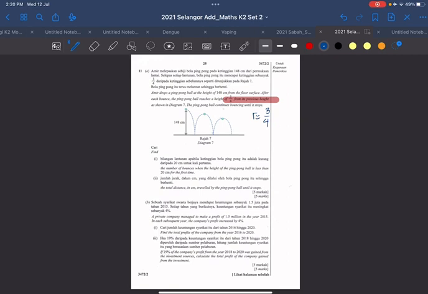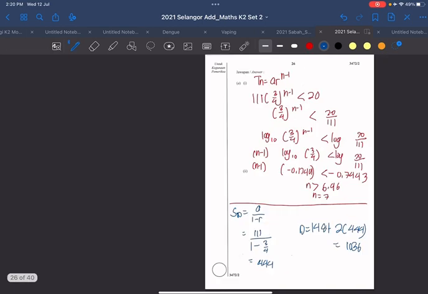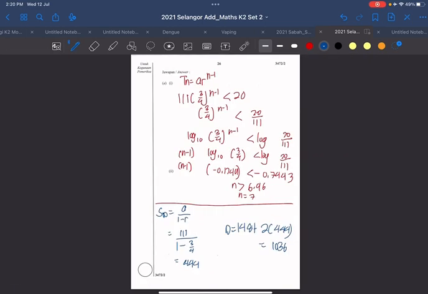So the first question: determine the number of bounces when the height of the ping pong ball is less than 20 cm. So we should know that the formula for Tn for geometric progression is ar^(n-1). I don't know if this formula is given during the exam or not, but this formula is very simple and I hope you guys can memorize it.